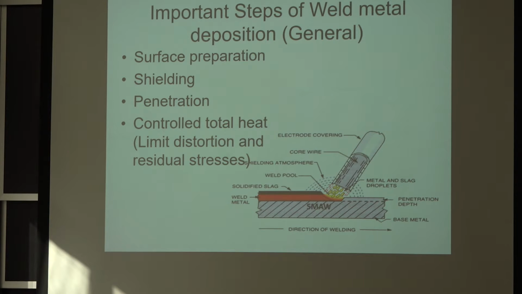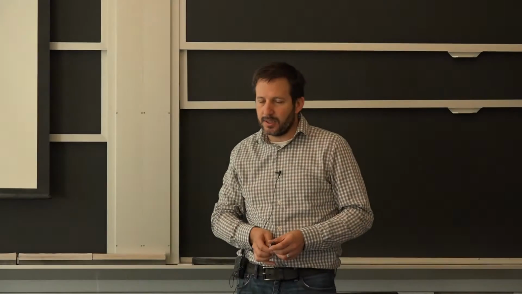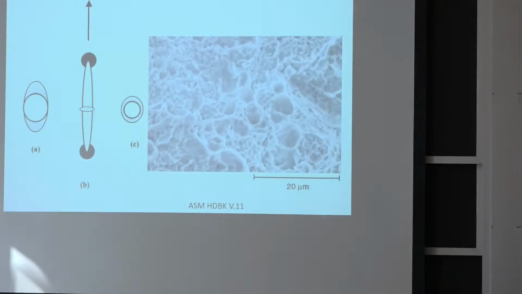You worry about getting enough penetration of this fusion in the components that you're welding. That's a common issue in manufacturing, lack of fusion. And then you have to control the total heat. And I do have some examples related to how you optimize your process for different applications. So that's going to be a little bit of a focus today.